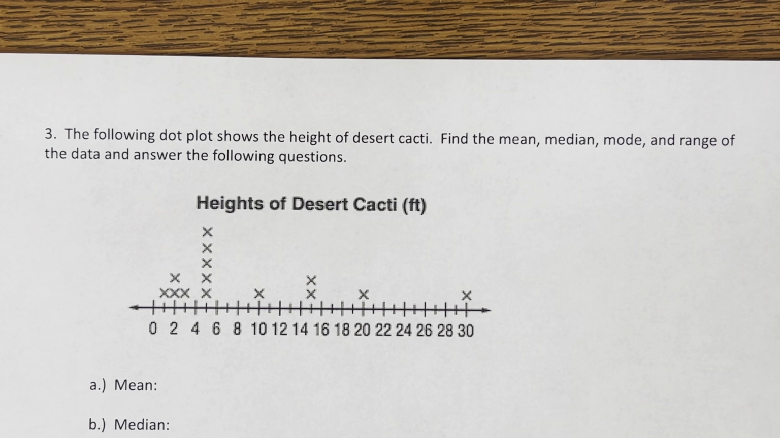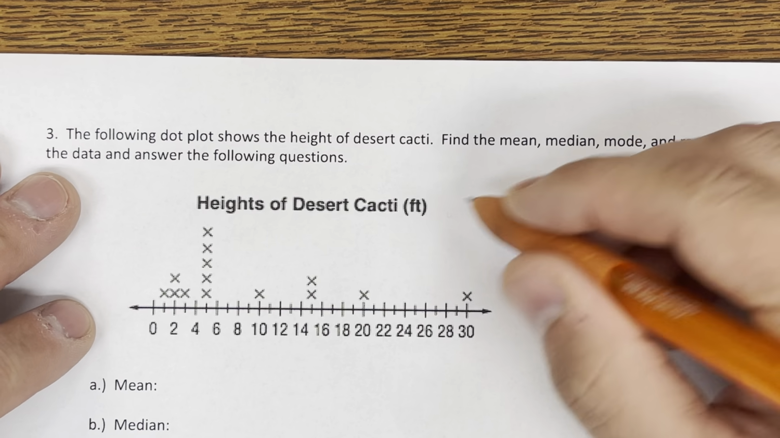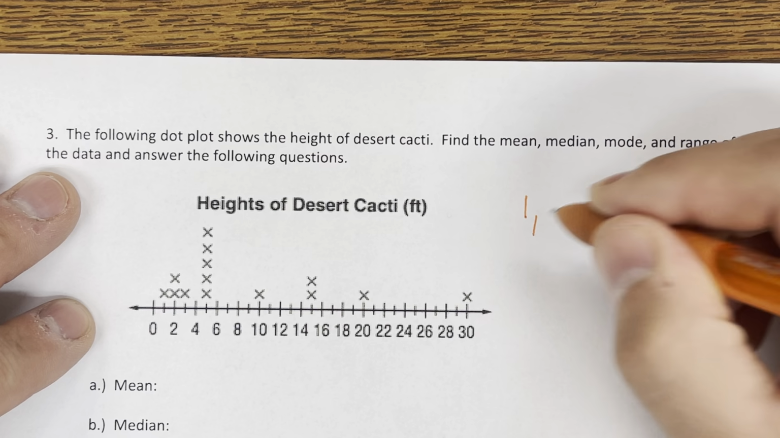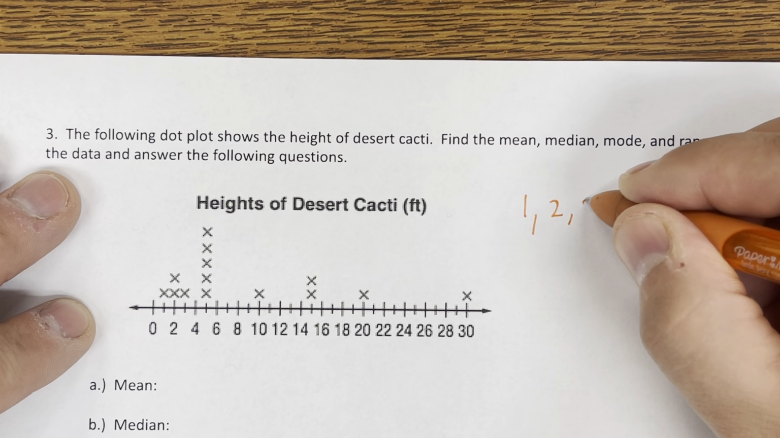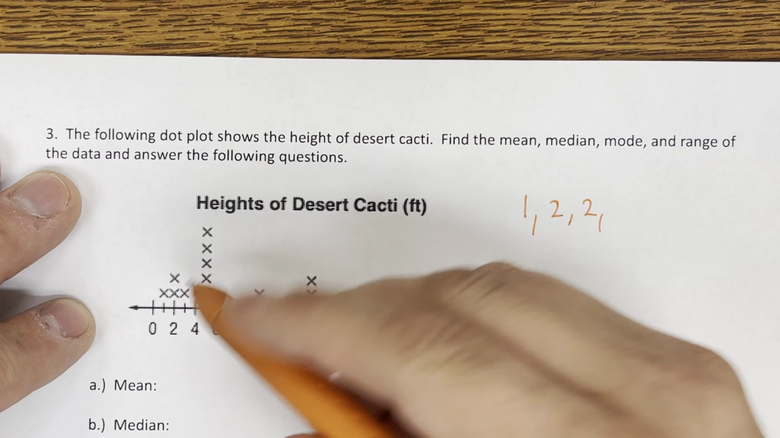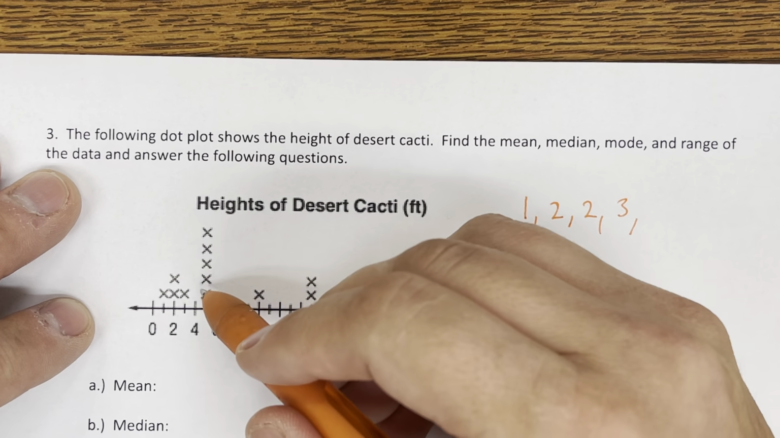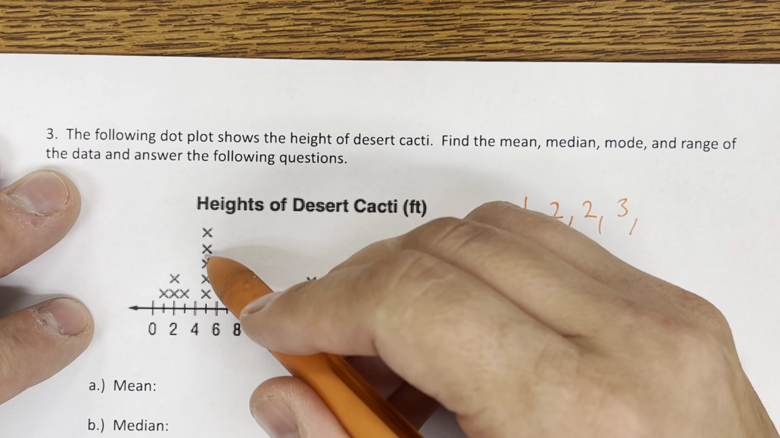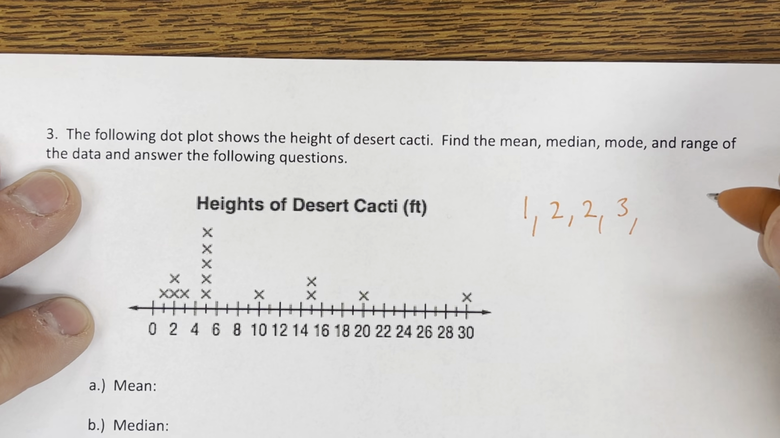So when I look at this, there's one X on the 1, so that means I have one that is 1 foot. I have two that are 2 foot, so I have a 2 and a 2. I have one that is 3 feet. I have 1, 2, 3, 4, 5 that are 5 feet. So I have to write 5 down 5 times.